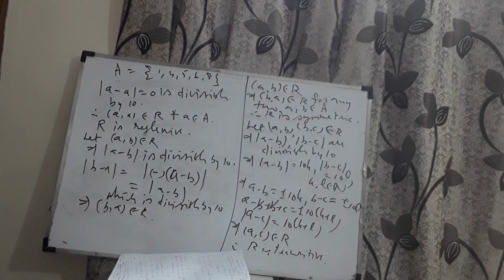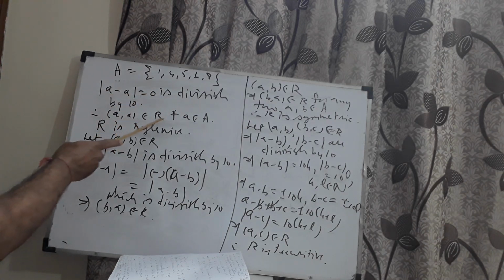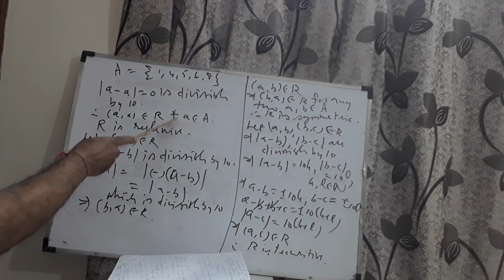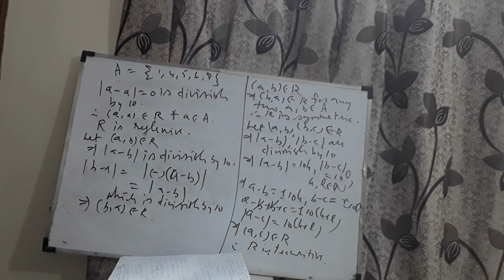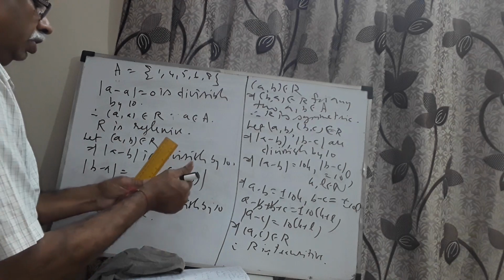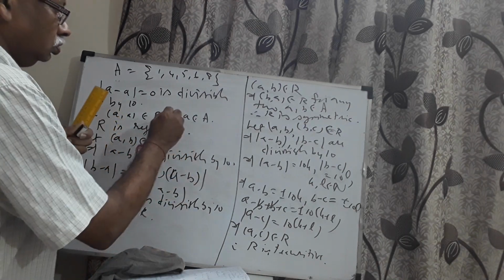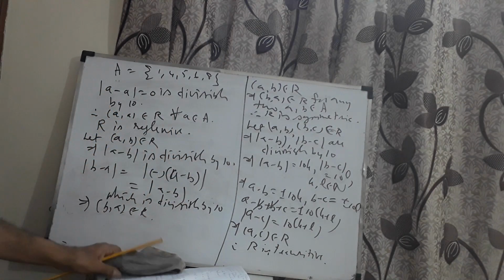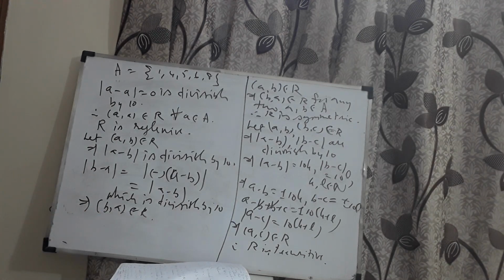Let me just repeat the whole process. I mean to say, mod a minus a is equal to 0, which is divisible by 10. Therefore, (a, a) is an element of R for every a element of A. If it is not clear, I will just write down again. The symbol ∀ is called "for every". That's the real meaning of the relation to be reflexive.